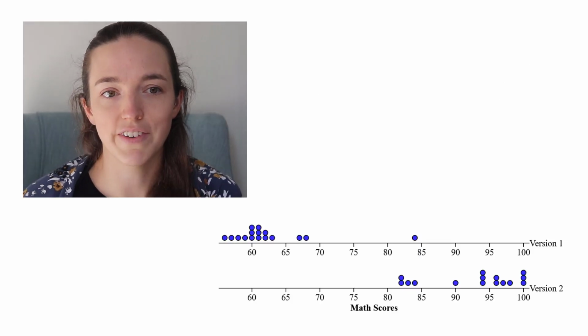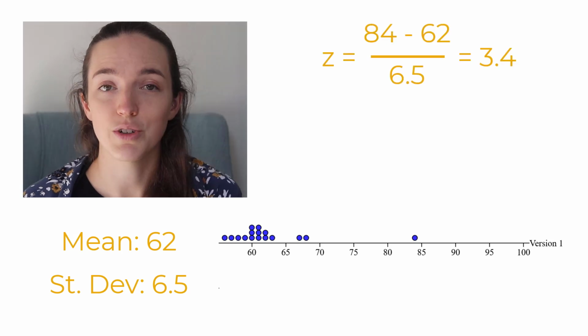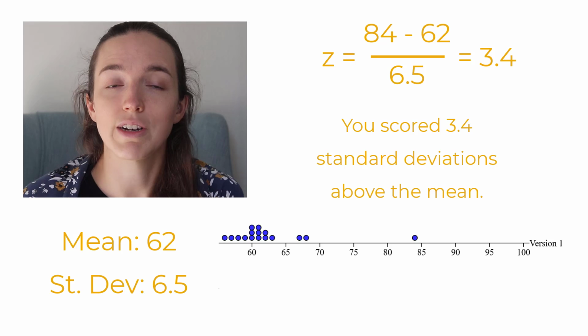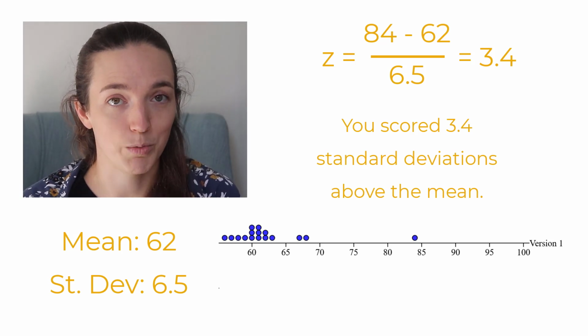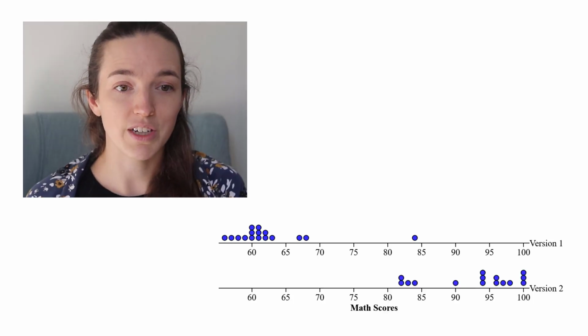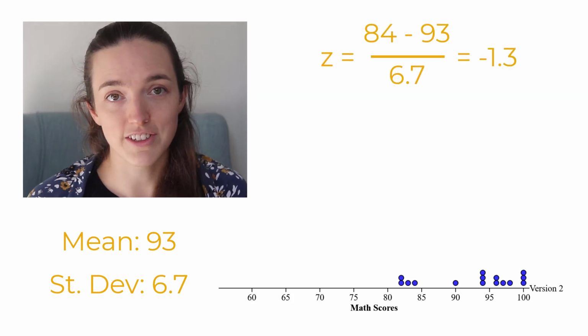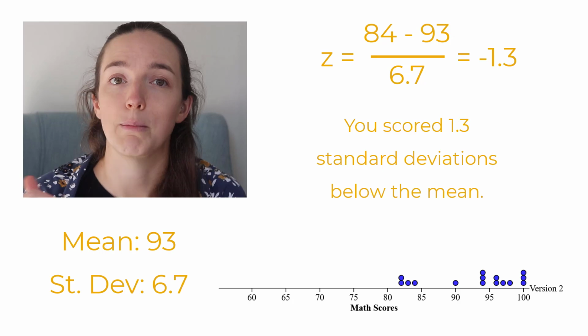So in the class where everybody failed, the mean was 62 and the standard deviation was 6.5. Your z-score is 3.4, which is basically saying that you scored 3.4 standard deviations above the mean, which is very good. In the other class, the mean was 93 and the standard deviation was 6.7. Your z-score was negative 1.3, which means you scored 1.3 standard deviations below the mean.